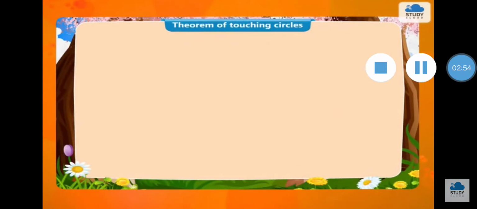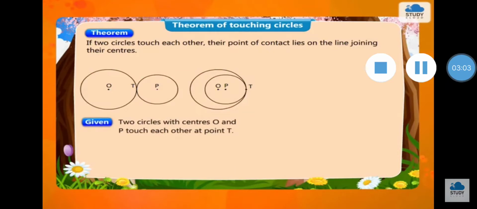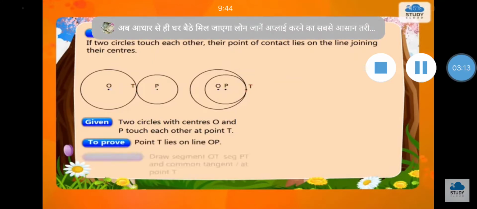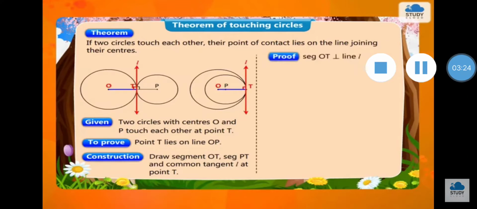Now let's see the theorem of touching circles. If two circles touch each other, their point of contact lies on the line joining their centers. That means we have to prove that the point of contact lies on that line only. So given are two circles with centers O and P touching each other at point T. To prove that point T lies on line OP. Construction: draw segment OT, segment PT, and common tangent L at point T.